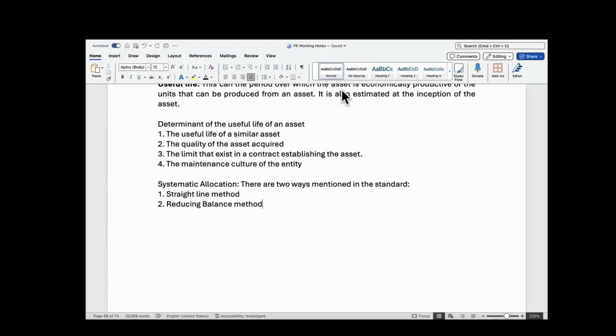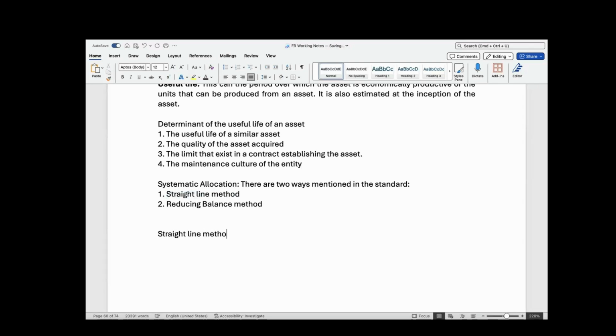So we're talking about systematic allocation. We said there are 2 ways in which we can allocate this cost. It is either we are using straight line method or you are using reducing balance method. You could see some other methods, but these are the 2 that the standard actually mentioned, and these are the 2 you would find in your exam.